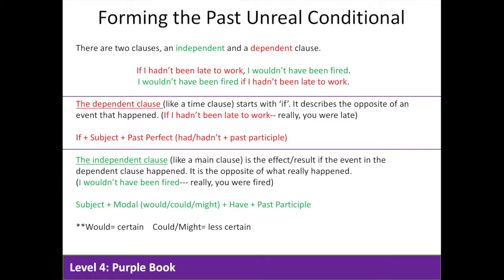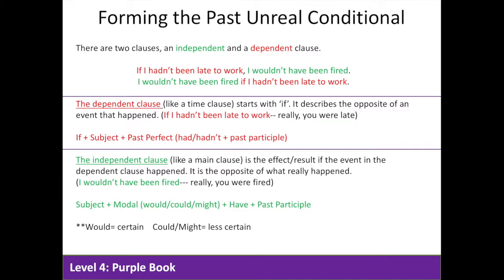Looking at the structure, we have if, followed by the subject, and then the past perfect rules, so had or hadn't, and the past participle. Now the independent clause, or the main clause, is the effect or result if the event in the dependent clause happened. It's the opposite of what really happened. I wouldn't have been fired. So in this statement, really, you were fired.